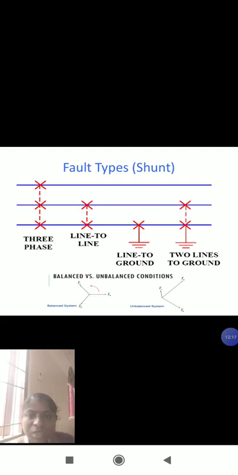This picture shows the types of faults. The first picture shows the three-phase fault, which is the symmetrical fault. The remaining three denote the unsymmetrical faults. When two lines are shorted, it is called a line to line fault. When one line is grounded, it is called a line to ground fault. When two lines are shorted and connected to ground, it is called a two line or double line to ground fault. And when all three phases are shorted, it is called a three-phase fault.